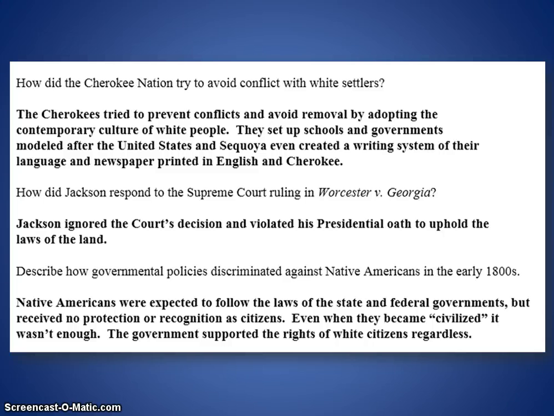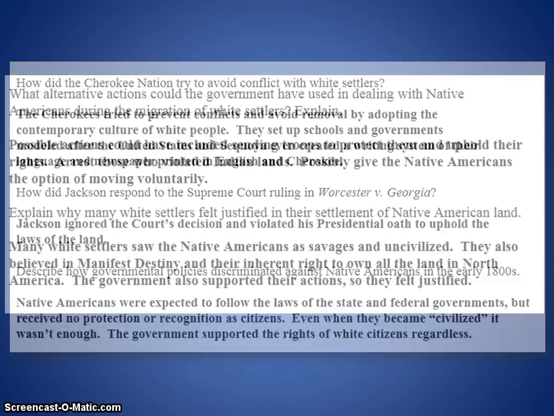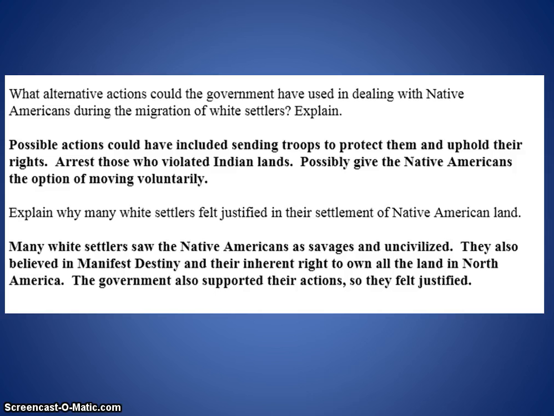How did the Cherokee Nation try to avoid conflict with white settlers? How did Jackson respond to the Supreme Court ruling in Worcester versus Georgia? Describe how governmental policies discriminated against Native Americans in the early 1800s. What alternative actions could the government have used in dealing with Native Americans during the migration of white settlers? Explain why many white settlers felt justified in their settlement of Native American land.